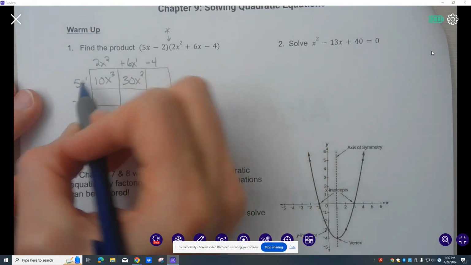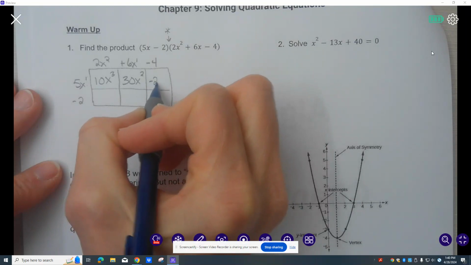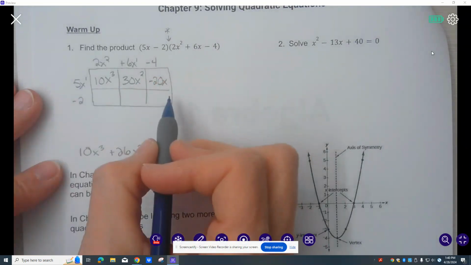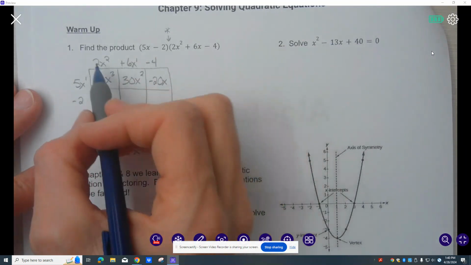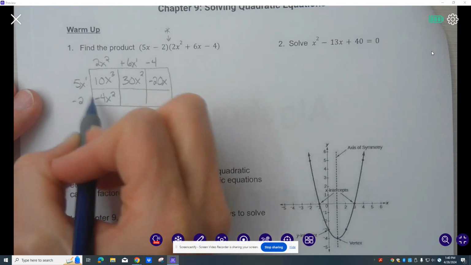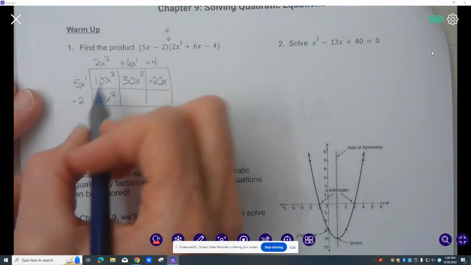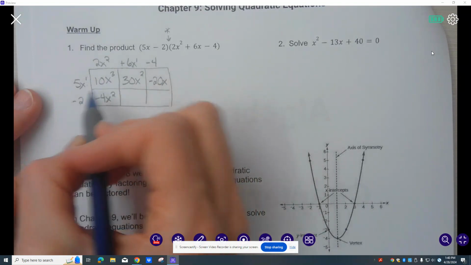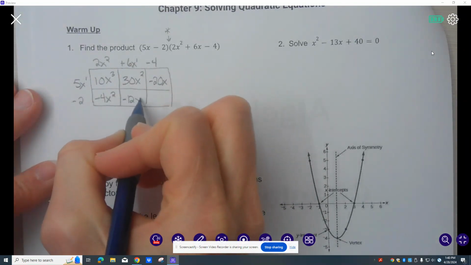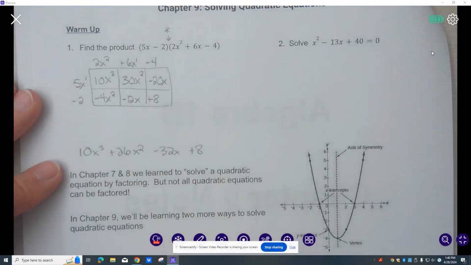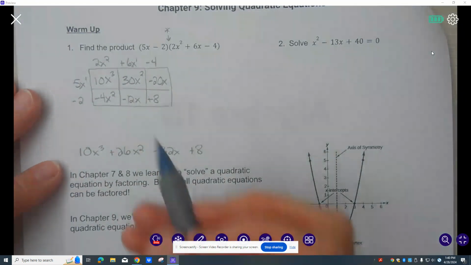5 times 4 is 20, 1 positive and 1 negative, and it's actually negative 4 times 5x, so we have an x there. 1 positive, 1 negative gets us negative 4x squared. So for this one, there's no x down here, so we're just multiplying negative 2 times all 3 of these terms. So this would be negative 12x, and 2 negatives make a plus 8. And then we bring the answer out of the box and combine like terms.